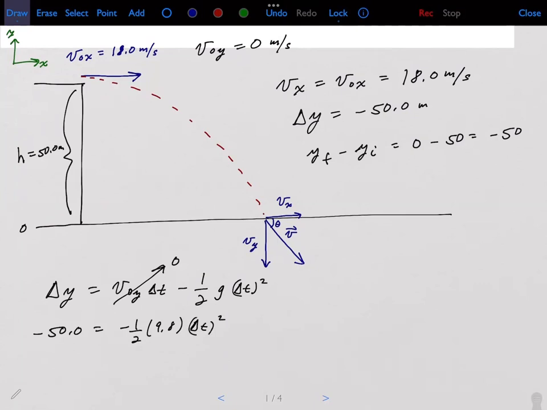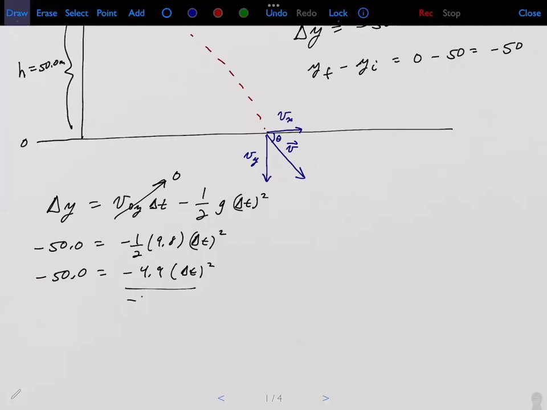So that's going to be negative 50 is equal to negative 4.9, I guess, delta t squared. So if I divide by negative 4.9 on both sides, I'm going to get delta t squared is equal to whatever that is. Let me do this out quickly. So negative 50 divided by negative 4.9, I'm going to get 10.2.